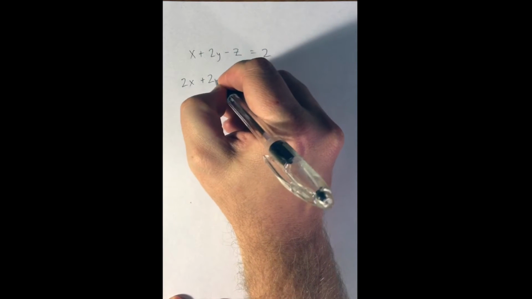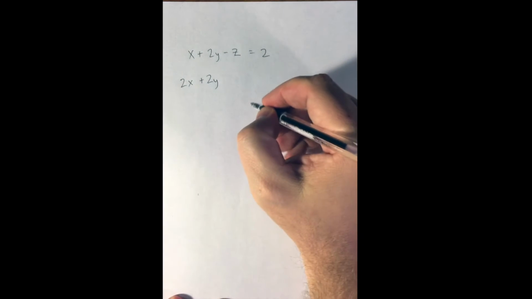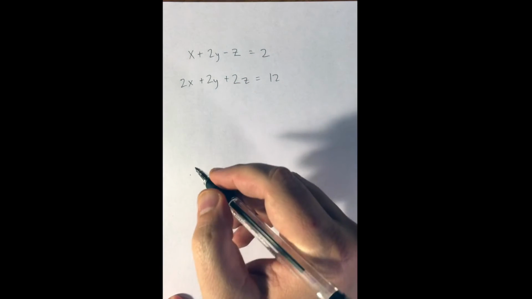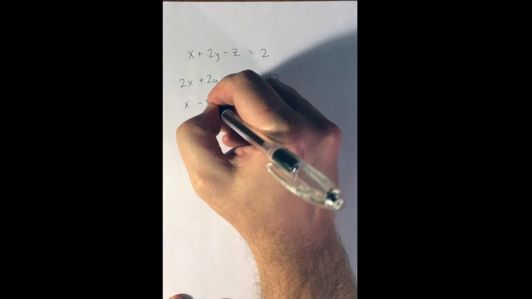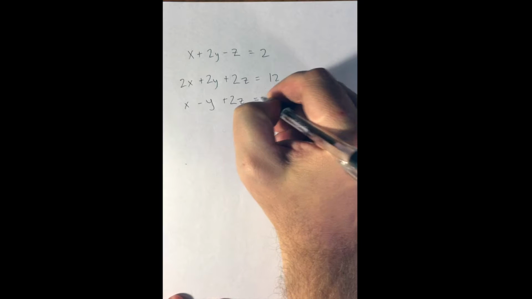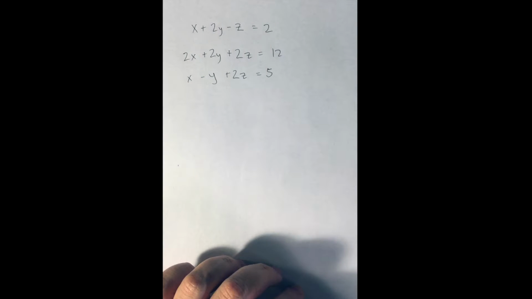2x plus 2y plus 2z equals 12, and x minus y plus 2z equals 5. You probably know that the more variables you have, the more equations you need in order to solve them. And when you start trying to solve a 3x3 system of equations by hand, things can get pretty messy, and it can take a lot more work than trying to solve a 2x2 system of equations.